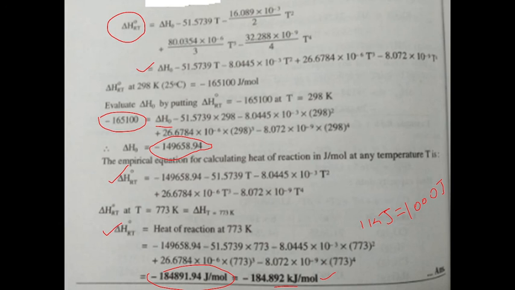So this value, minus 184891.94 into 10 to the power minus 3. Finally we get minus 184.82 kilojoule per mole. Are you clear on that?